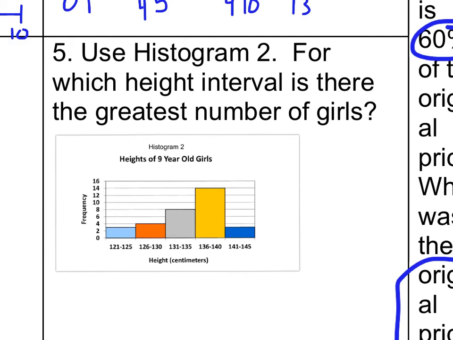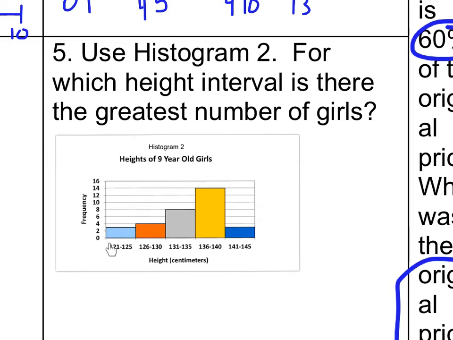So again, I just keep a picture of the histogram and I put it into my document here for you to see. And the question is, what interval, right? These are the intervals, 121 to 125, 126 to 130, etc. Has the greatest number of girls? Well, frequency is the number of girls, right? The frequency is how many fit into this category. 3 fit in this category, so that's 3 girls at 121 to 125 centimeters tall, right?